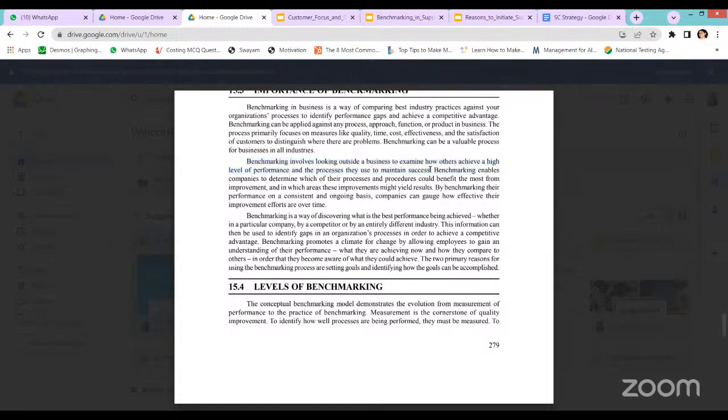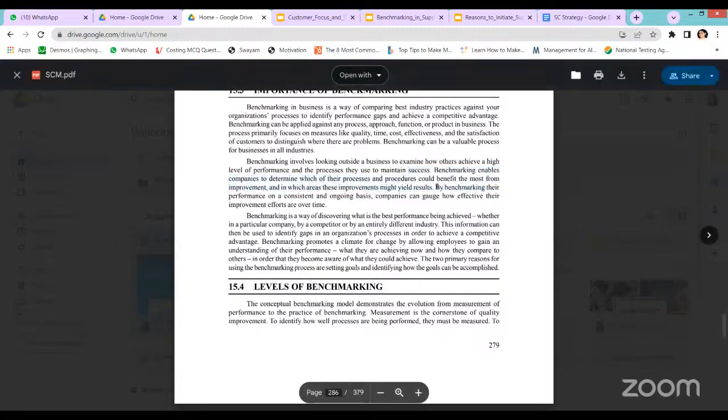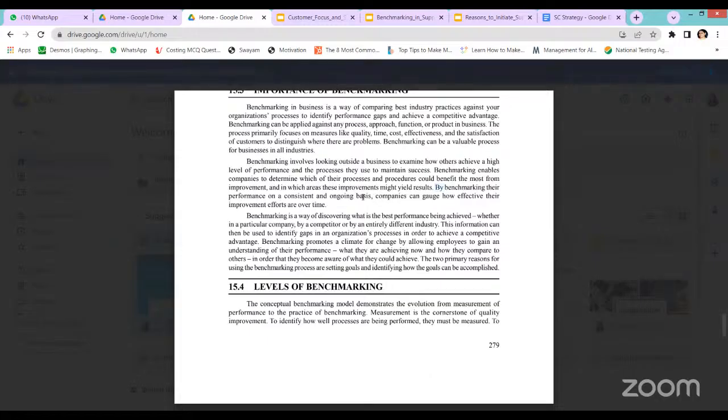Accordingly, this helps the companies to determine which of the processes and procedures could benefit the firm for improvement and also give high results. So performance will be consistent and will yield effective improvement in their efforts, giving good returns. Yes, this is a way of discovering.